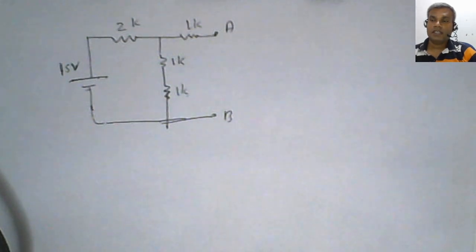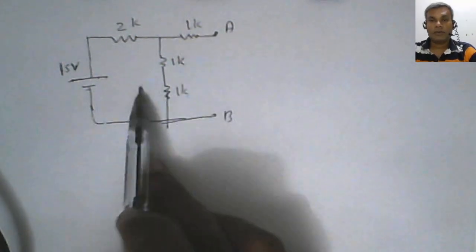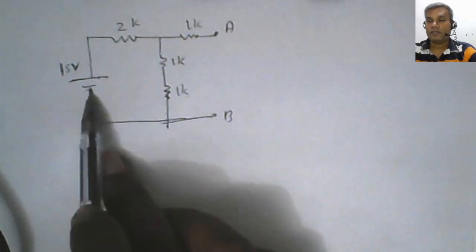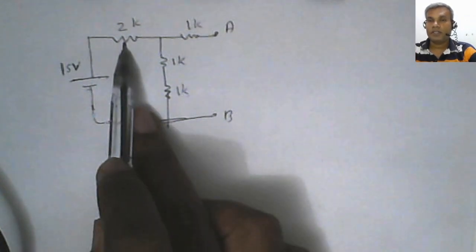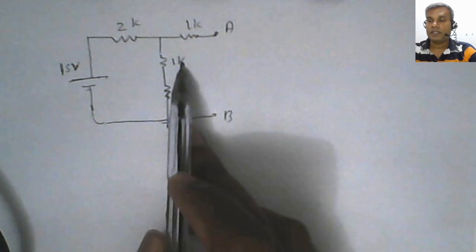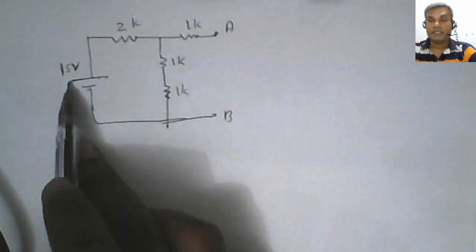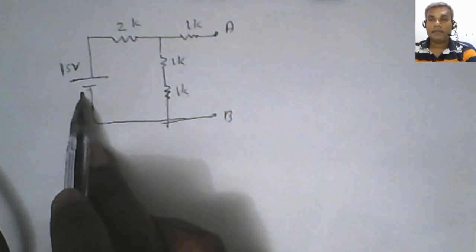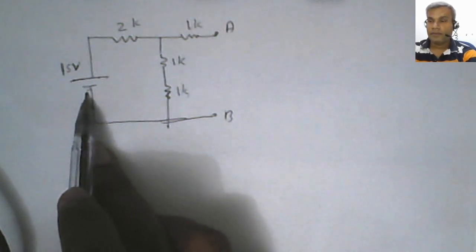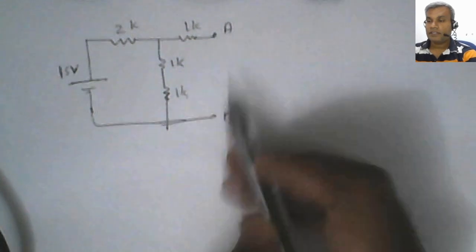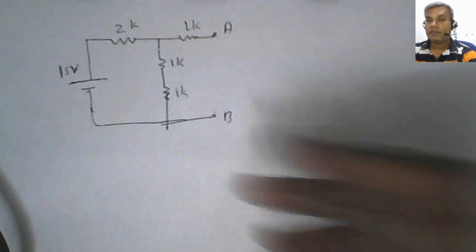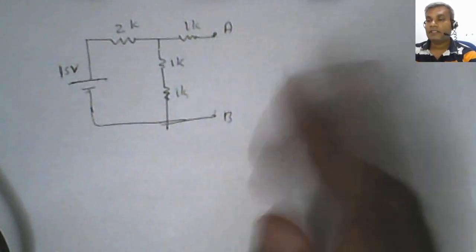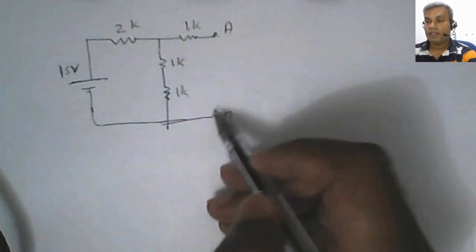So you can see I had already drawn the circuit on a paper. There's a 15 volt voltage source. There's a 2K resistor, 1K, 1K and 1K resistor. This is an ideal voltage source, so there's no internal resistance. So the first step is to disconnect the load terminal. So you can see there is no load resistance between A and B. So there's nothing to be done in the first step. So we can directly move to the second step, which is to find the voltage between this A and B.